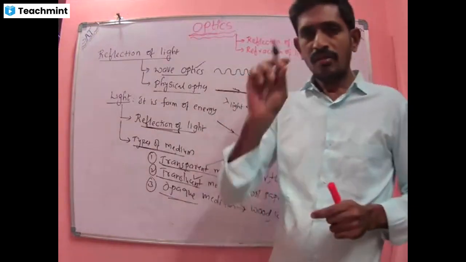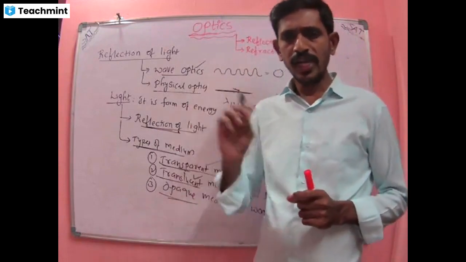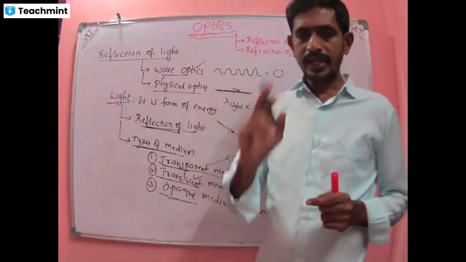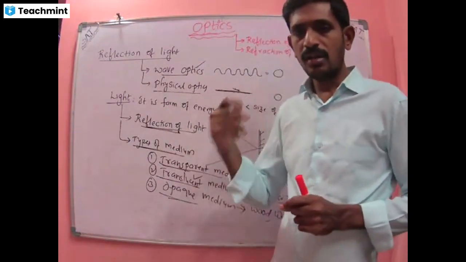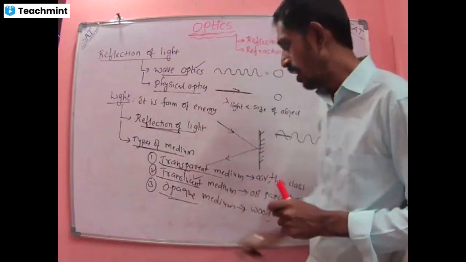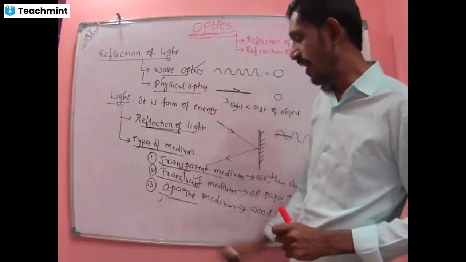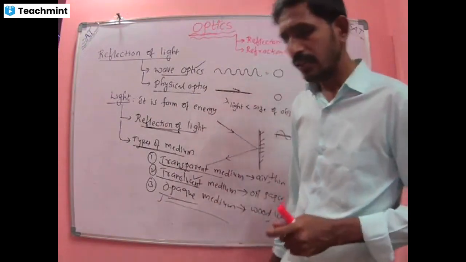In the examination, the Polyset and MSET exams, this is one of the important bits. Which medium is required to get reflection of light? First option opaque medium, second translucent, third transparent, and fourth none of these. The answer is opaque medium. For reflection of light we require an opaque medium, otherwise there is no reflection of light.